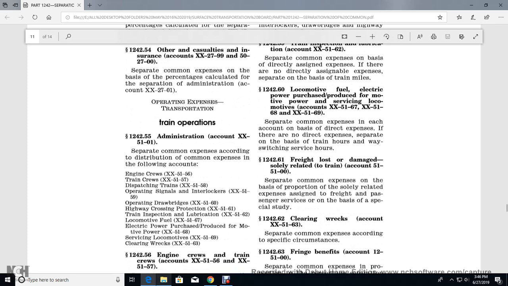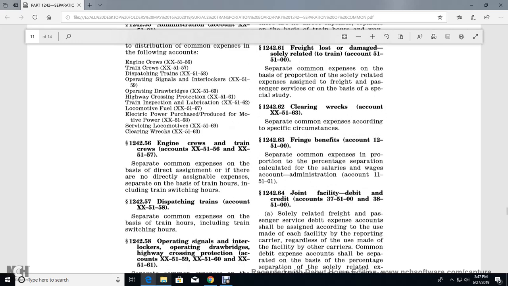1242.61 Freight loss and damage, account 5151.00, is solely related to train: separate common expense with the base for the proportion of the solely related expense, with the freight and passenger sign for the basis of the special study. 1242.62 Clearing wrecks, account 5163: separate common expense according to specific circumstances. 1242.63 Fringe benefits, 5251.00: separate common expense with proportional percentage separation calculated from salary and wages, accounting administration 5151.01.